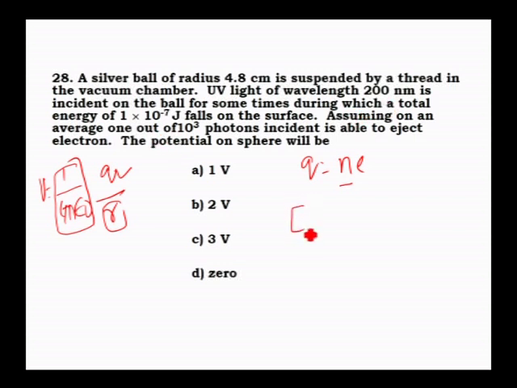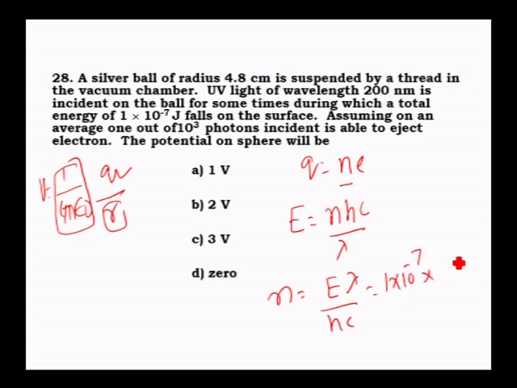We know the expression for n, the number of photons: energy will be n into h into c divided by lambda. Correct? Therefore n, the number of photons, is equal to E into lambda divided by hc. Yes, energy is 1 into 10 power minus 7, lambda is 2 into 10 power minus 7, 200 nanometer is there. Write it simple.